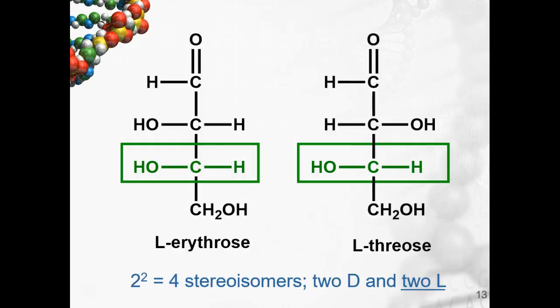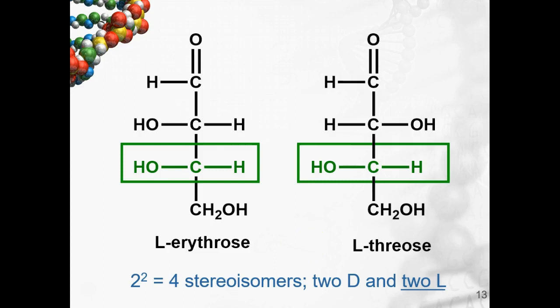Well, hopefully you came up with something that looks like this. So L-erythrose has both of the OHs. It's erythrose, so it has both the OHs on the same side. And the first chiral carbon from the more reduced end is pointing to the left. So it's L-erythrose, and here is L-threose. So again, L-erythrose is the mirror image of D-erythrose, and L-threose is the mirror image of D-threose.